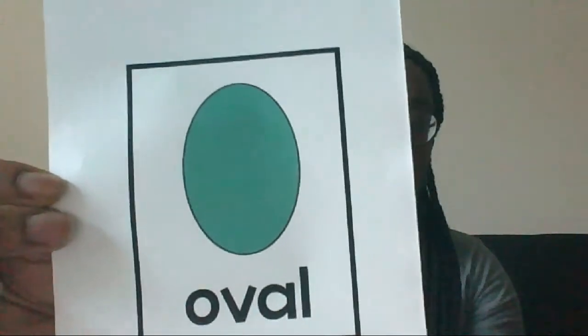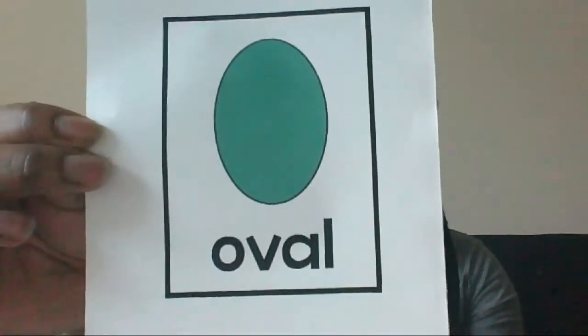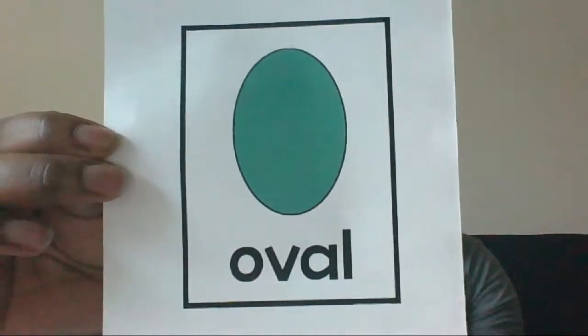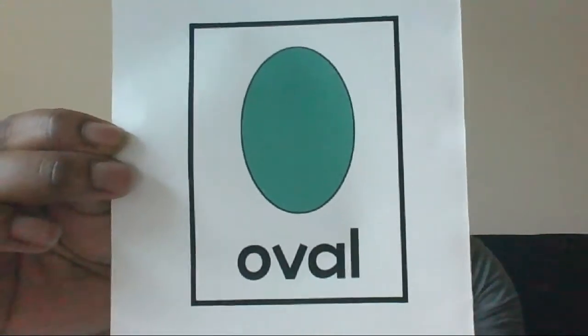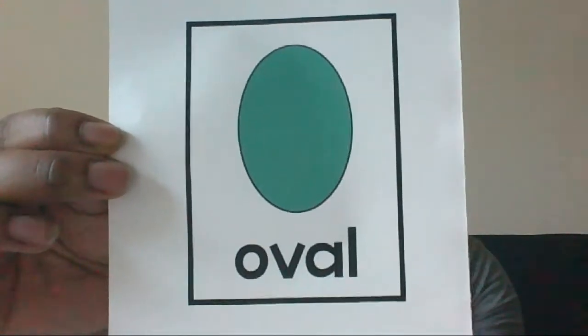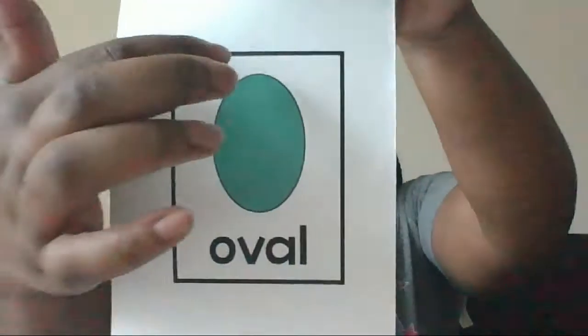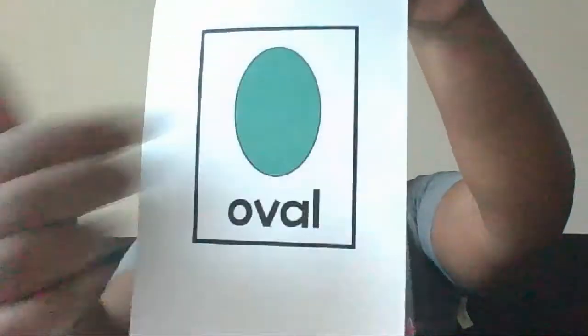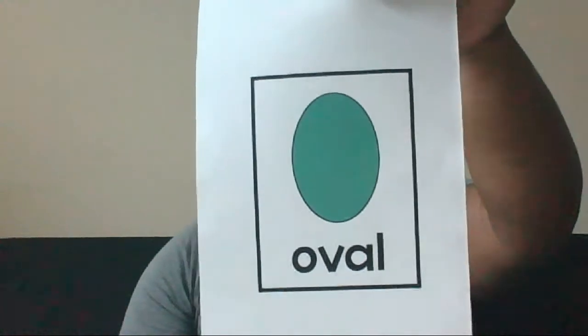Next we have an oval. That's a good one. Oval. Your turn. Let me hear you say it. Oval. Nice. This is an oval. And an oval has no sides like a circle, but it's not as round. It has more of a curved shape. It's not as round as a circle.